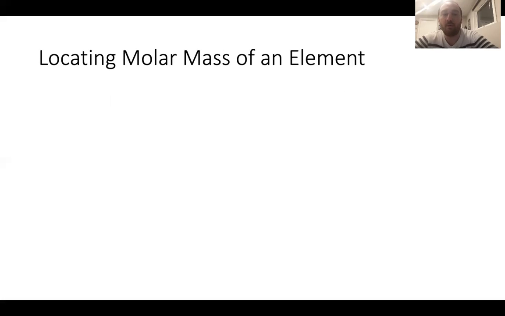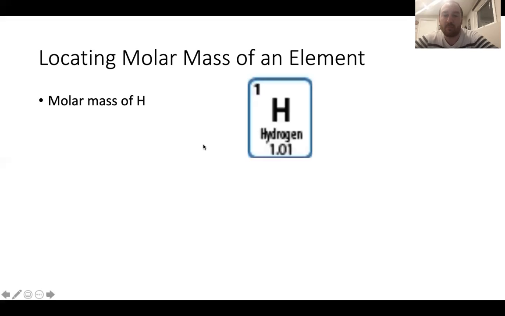So how do we locate the molar mass of an element? Well, it's quite simple actually, and we'll go through a couple examples here. So our first example is to look at the molar mass of hydrogen. So when we look at the periodic table, we can see here we got the element symbol, and then we got the name hydrogen, and underneath the name we have a numeric value. So this value here is our molar mass. So our molar mass of hydrogen is 1.01 grams per mole. Don't forget the units when we are looking at molar mass.